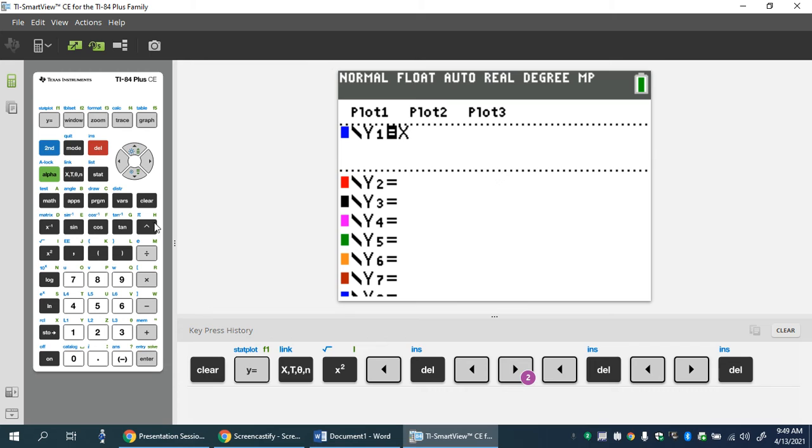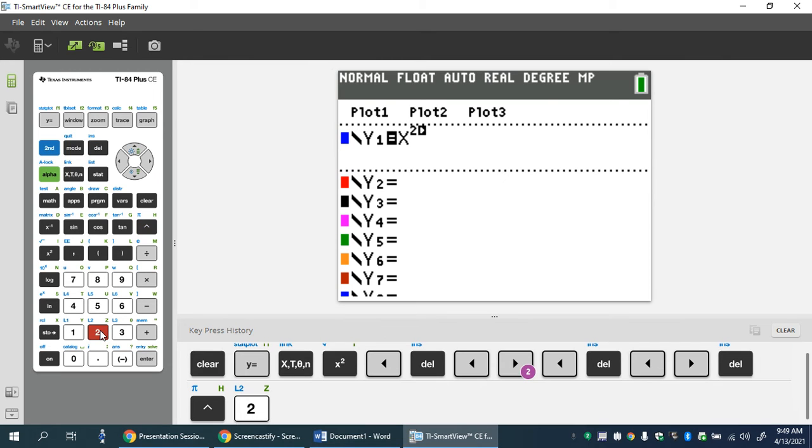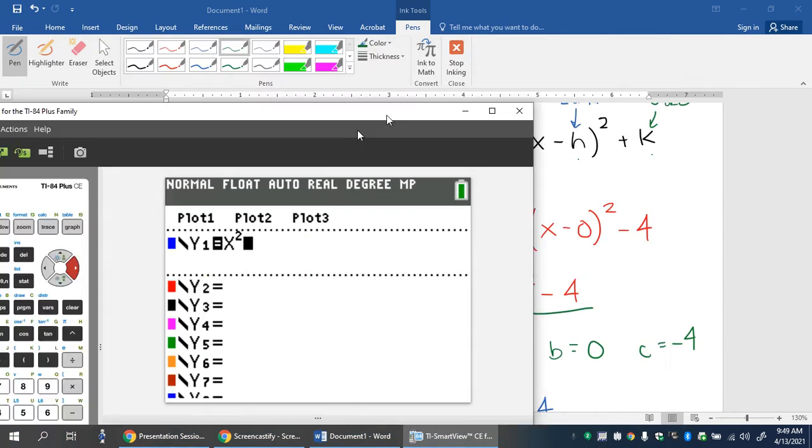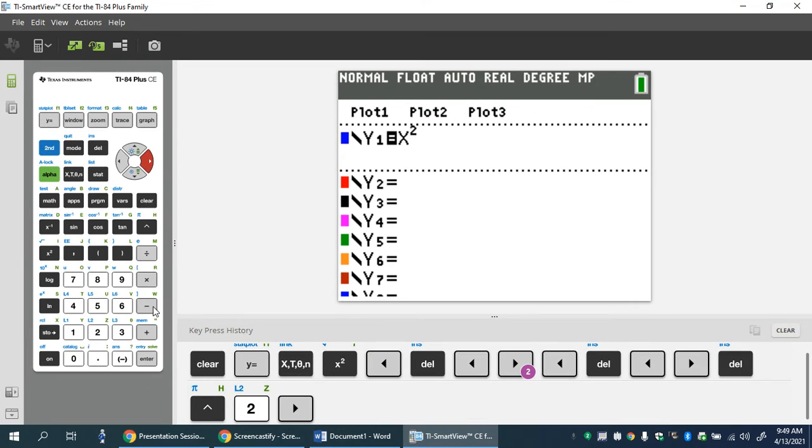You can use this little caret right here and put the number there. Make sure you exit out of the exponent though. So you can see it's still a little box. So x squared, and then it was minus 4. So this is our equation.